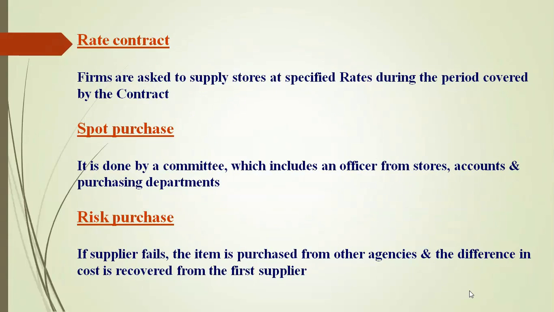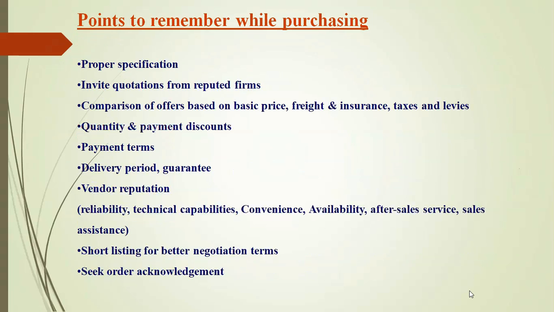Rate contracts: firms are asked to supply stores at specific rates during the period covered by the contract. Spot purchase: it is done by a committee which includes an officer from stores, accounts and purchasing department. And risk purchase: if the supplier fails, the item is purchased from other agencies and the difference in cost is recovered from the first supplier. For example, I have committed I will supply 20 computers but I am unable to deliver, so the agency will hire from another agency, and whatever the difference of cost, he will recover from me. That is the risk purchase.